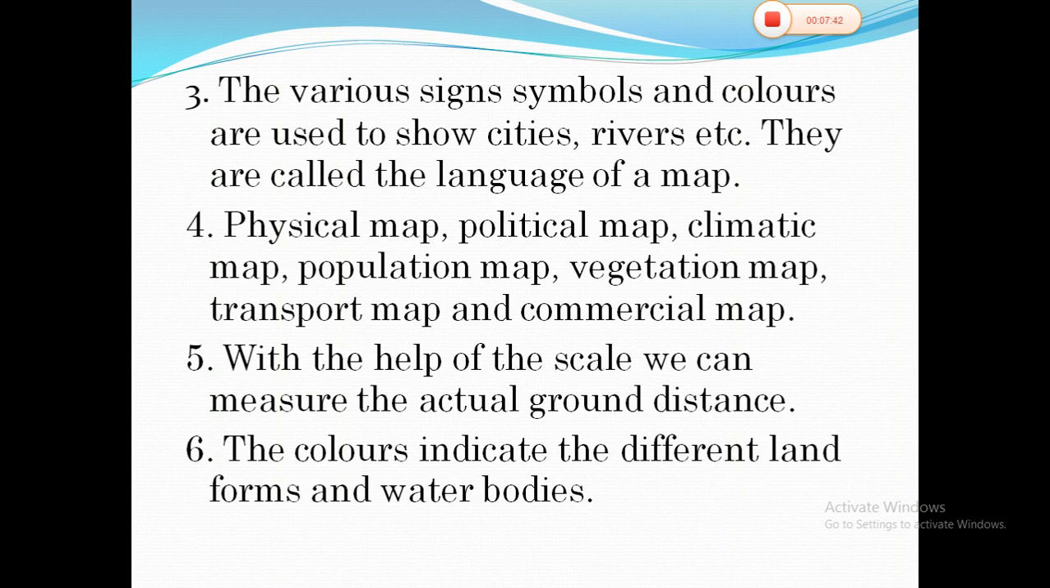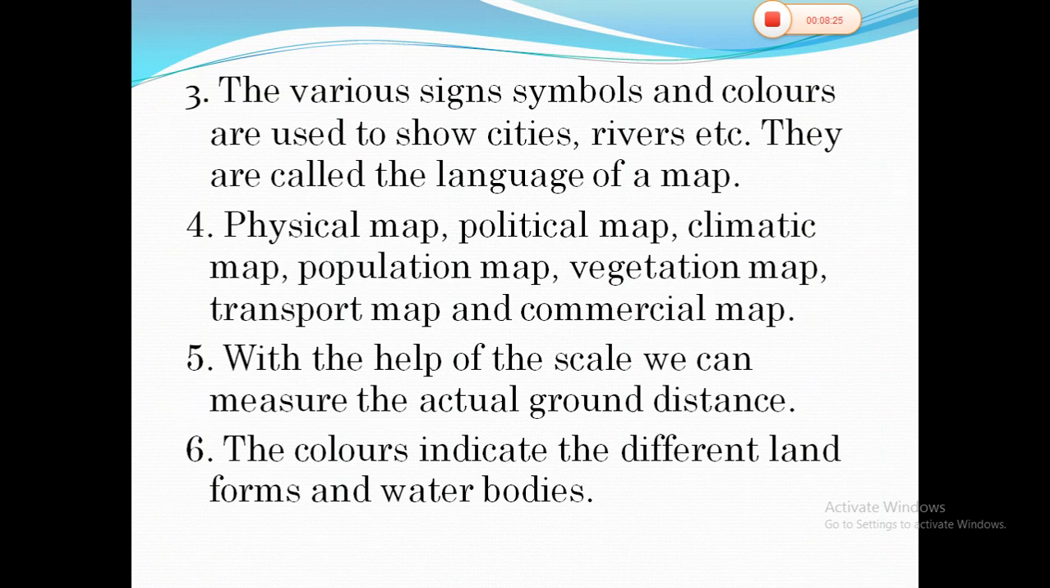Third question. What is known as the language of the map? Answer. The various signs, symbols and colors are used to show cities, rivers, etc. They are called the language of a map. Fourth question. Which are the various types of maps? Physical map, political map, climatic map, population map, vegetation map, transport map and commercial map.